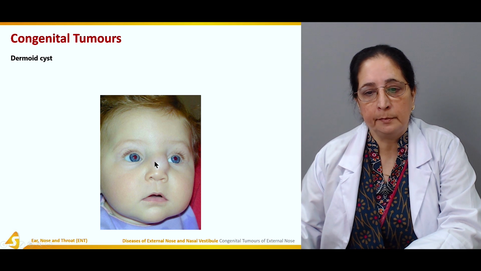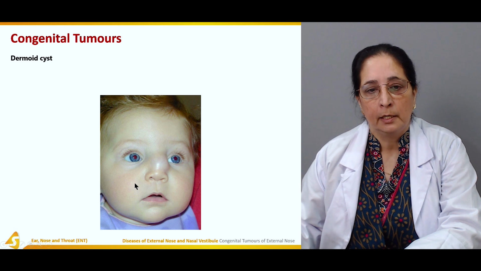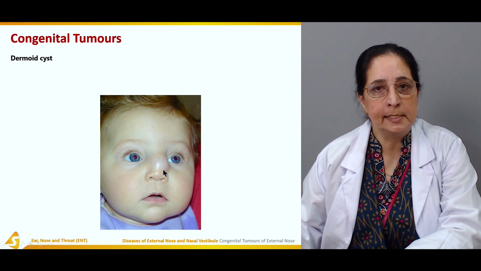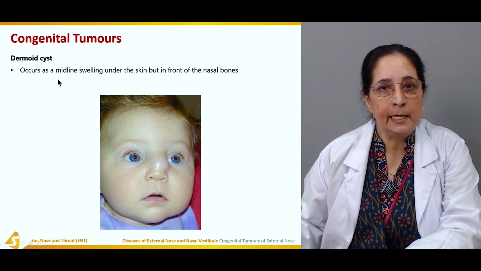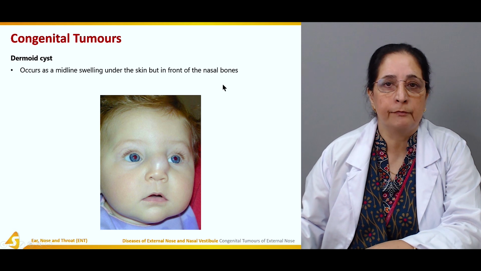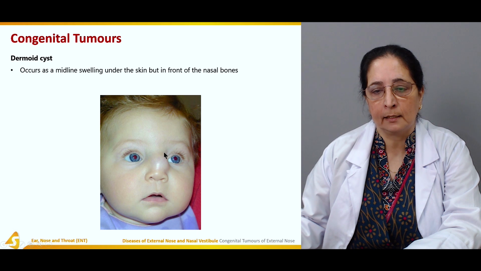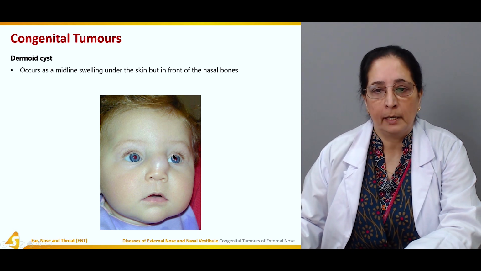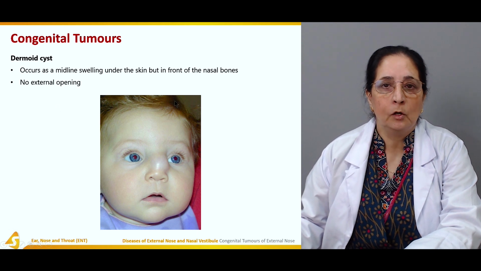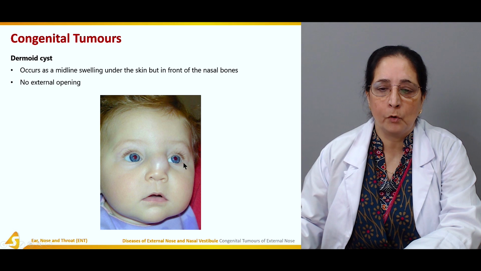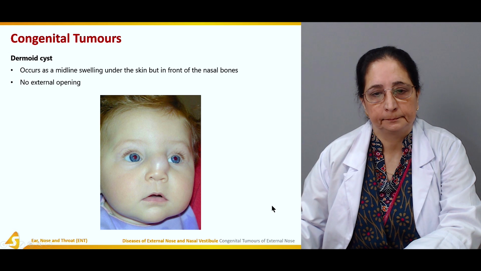If you see in this picture, the child is born with the tumor, dermoid cyst, and it's a congenital tumor of the external nose. It occurs as a midline swelling under the skin but in front of the nasal bone. So here in the midline it occurs as a swelling and it lies under the skin. No external opening. In this case, this dermoid cyst has no external opening, no sinus present.